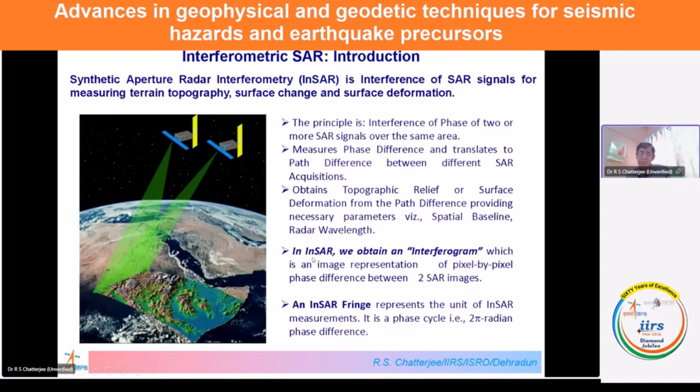And here you see, in the case of InSAR, the output image is known as the interferogram, which is the pixel by pixel phase difference image. When the phase difference is a complete 2 pi radian, or one phase cycle, this one complete phase cycle represents the unit of interferometric measurement, and it is known as a fringe. It represents 2 pi radian phase difference, and it is equal to lambda by 2. Remember, lambda by 2: radar wavelength lambda by 2 of land surface displacement of the pixels or group of pixels along the radar beam direction, or radar line of sight.